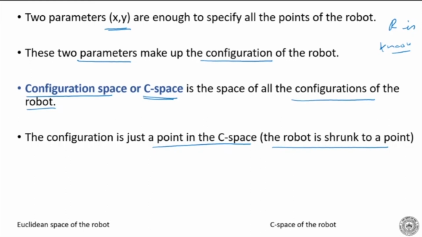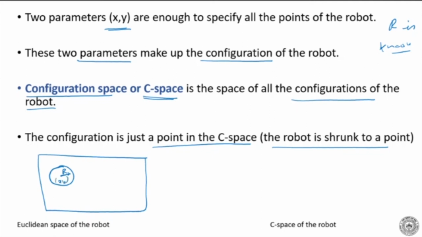Please note that we have Cartesian space and we have C space. Now, let us say that this is a work area of a mobile robot. We have a mobile robot here, which has radius r and its center is xy.